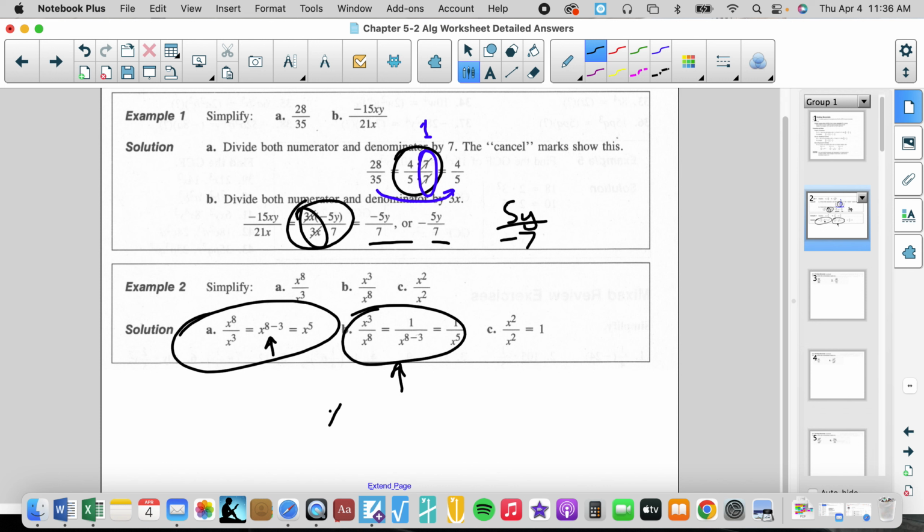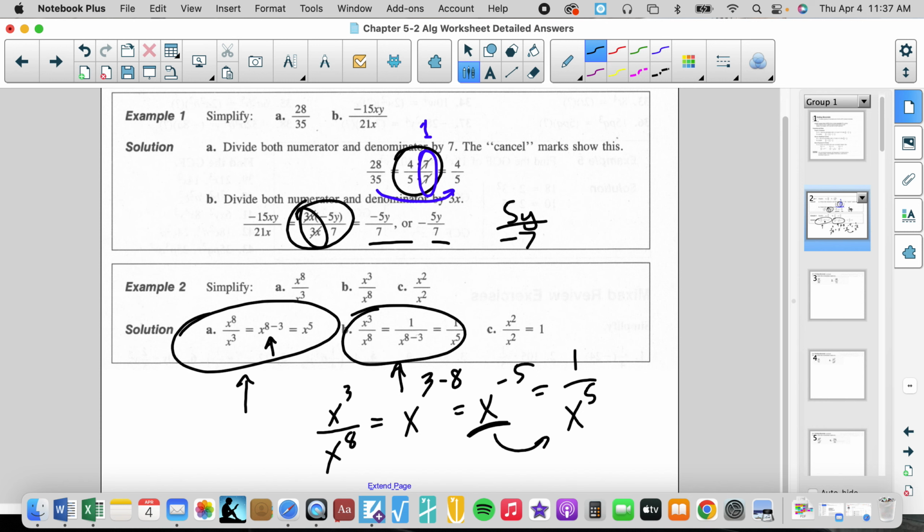In this case, if you have x to the third over x to the eighth, you're going to still use this technique. That becomes x to the 3 minus 8, or x to the negative 5. Now, if you want to get rid of that negative exponent, yes, you can. Changing the sign of the exponent, you change the location of the base. This is in the numerator. When we change the sign, it goes into the denominator.